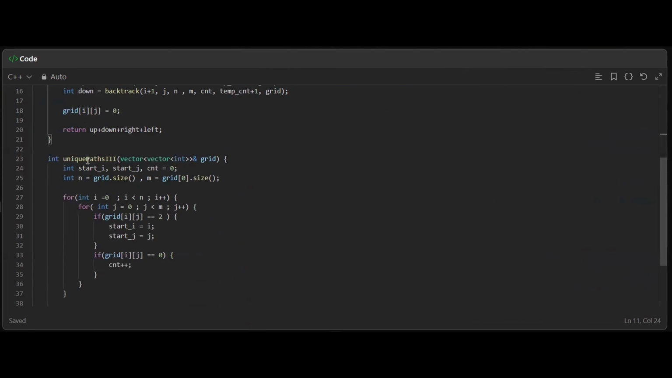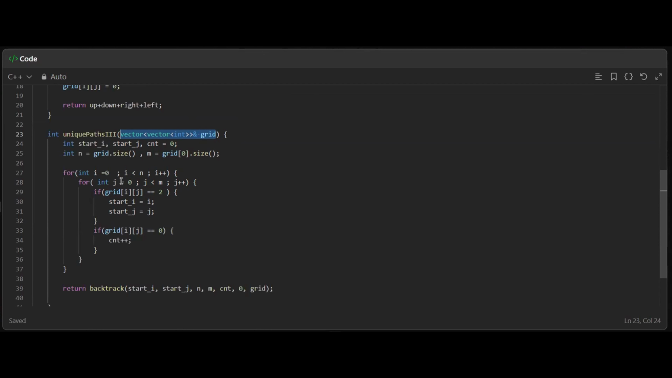Here, the code is pretty simple. At first, we are given a function named UniquePaths3, and inside this function, we are given a grid, which is the input grid. Now, from this input grid, we have to find the starting position. We are iterating through every cell of this grid. If our current grid element is 2, that means we have found the starting position. So here start i will contain the value i, and start j will contain the value j. And if our current grid element is 0, that means we have found an empty cell and we have to increase the counter by 1.